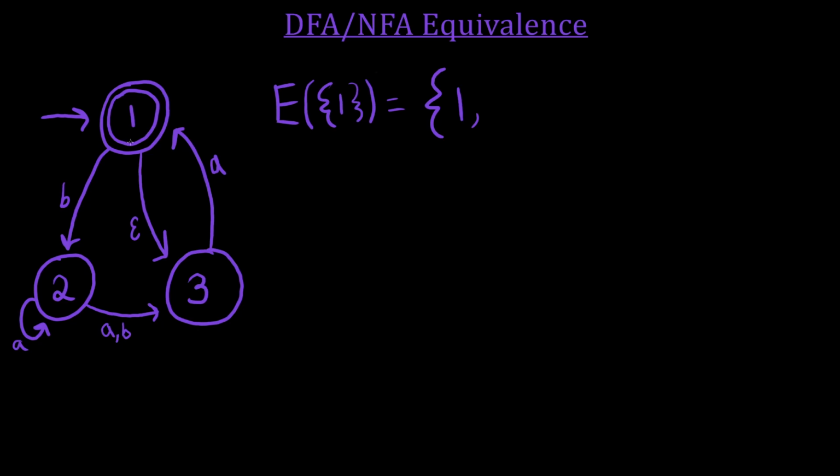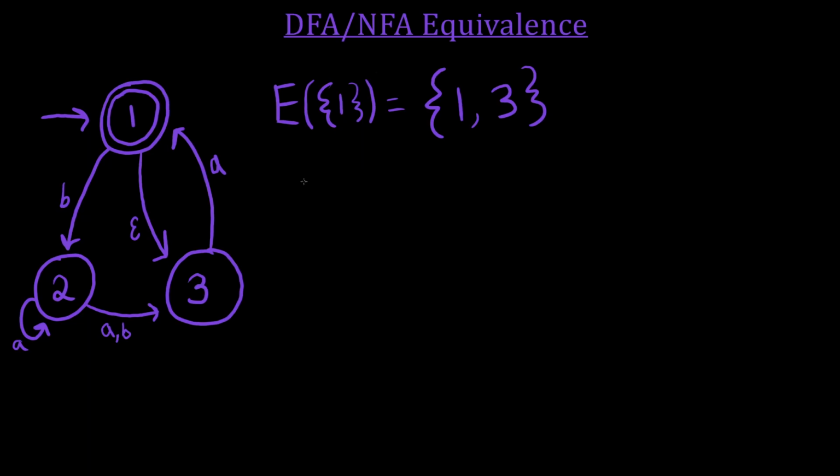Now, are there any other states in the NFA that are reachable from state 1 using epsilon transitions? Well, yes, there are. We can reach the state 3 by taking this epsilon transition from 1 to 3. Therefore, we know that the state 3 must be in the epsilon closure. Now, what about the state 2? Can we reach state 2 by taking epsilon transitions from state 1? No, we cannot. Therefore, since we've gone through all of the states in the NFA and identified all of the states reachable from 1 by taking 0 or more epsilon transitions, we know that the set containing the state 1 and the state 3 is the epsilon closure of the state 1.